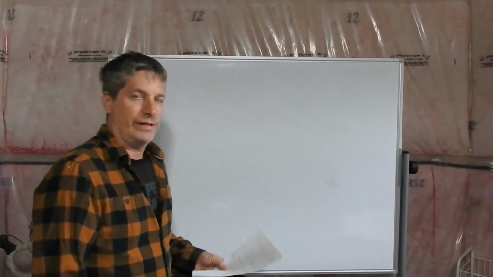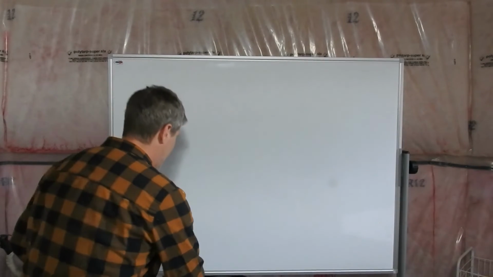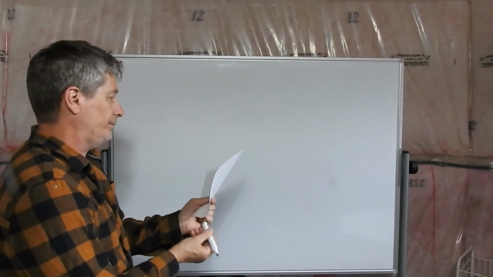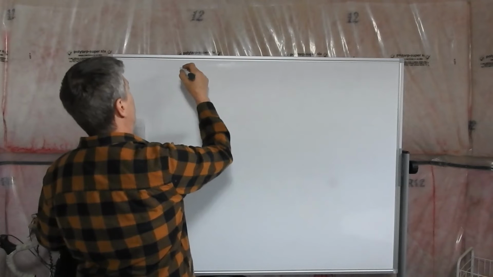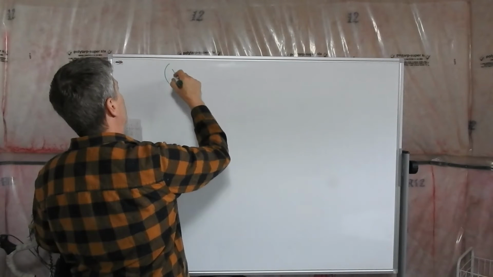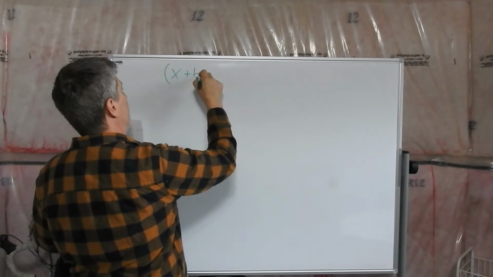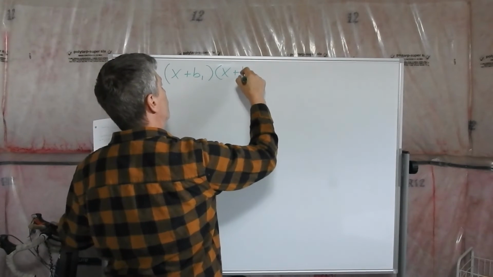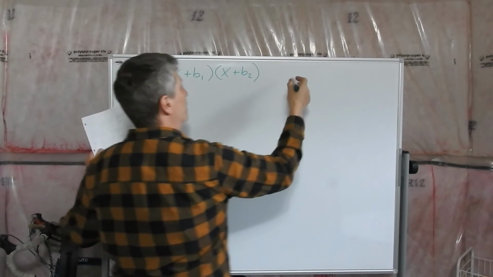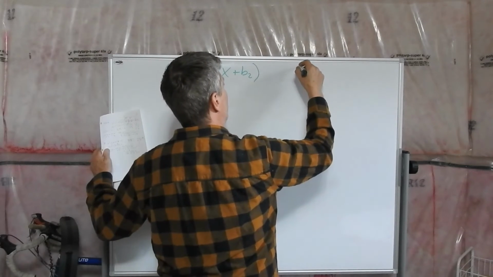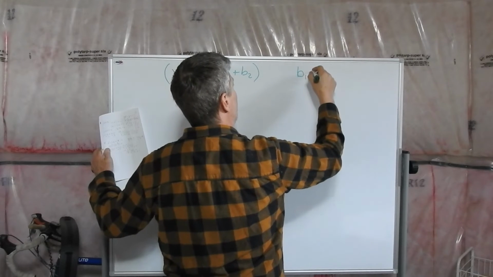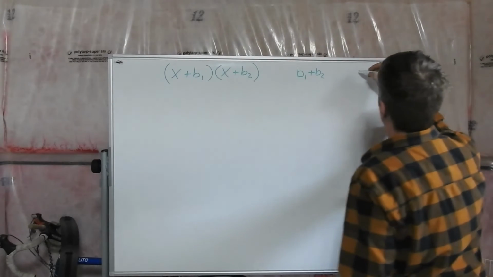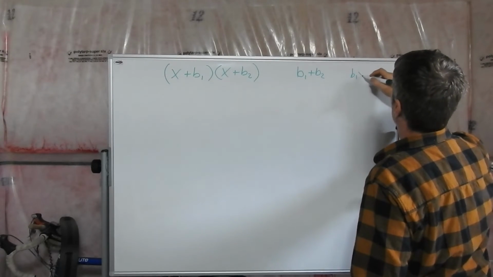Okay, let's move on to another example. My battery died and I had to change that out, but here I am back. Let's do another example. And let's get up our basic form of x plus b1, x plus b2. And remember now, for our b term, we had b1 plus b2. And for the c term, we had b1 times b2.